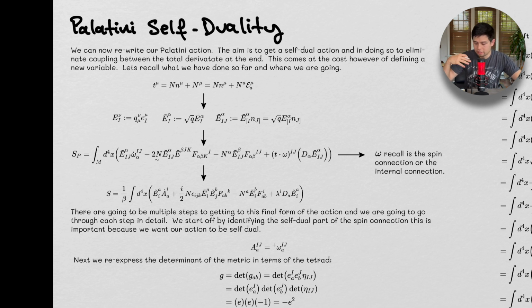But we're going to specifically look today at what self-duality is briefly, and we're going to implement it into the Palatini action, and in that way we're going to get closer to an action that resembles something akin to a quantum mechanical formalism for this action. So let's go ahead and get started.